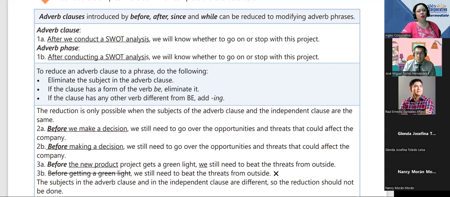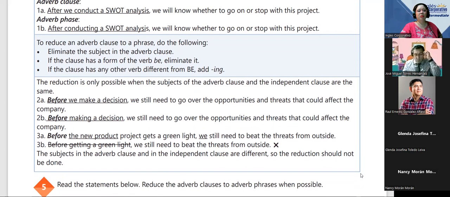Entonces, decimos, after we make a decision, we still need to go over the opportunities and threats that could affect the company. Entonces, ¿qué hacemos? El verbo no es be, ¿verdad? Entonces, le voy a poner un -ing. Y al sujeto, ¿qué voy a hacer? Lo voy a eliminar. Y ya tengo, before making a decision, ya lo convertí en una frase adverbial, ¿ok? Que me está marcando el tiempo, ¿verdad? De esa acción. Ok, el tiempo de esa acción, de esta y de esta, porque son dos acciones que estamos uniendo, ¿verdad?